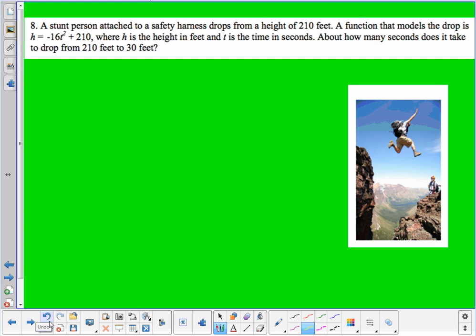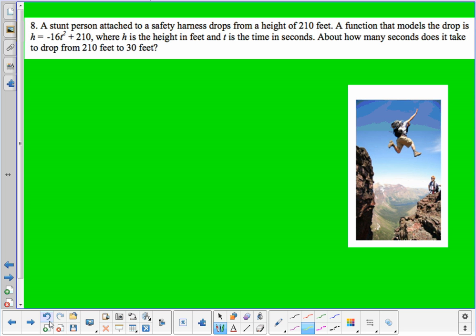Okay, one last question. Number 8 says, a stunt person attached to a safety harness drops from a height of 210 feet. The function that models the drop is h equals negative 16t squared plus 210, where h is the height in feet and t is the time in seconds. About how many seconds does it take for the rider to drop from 210 to 30 feet?